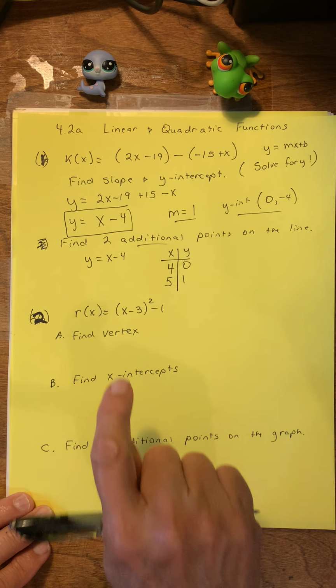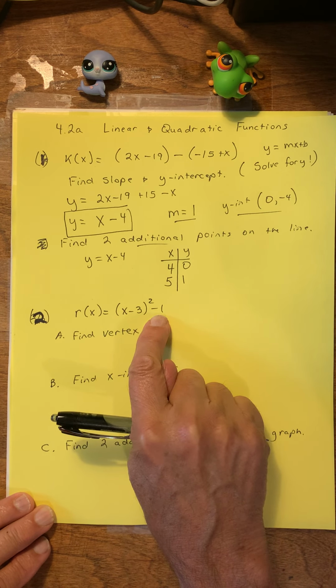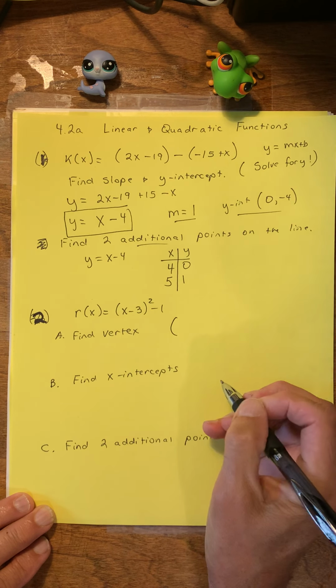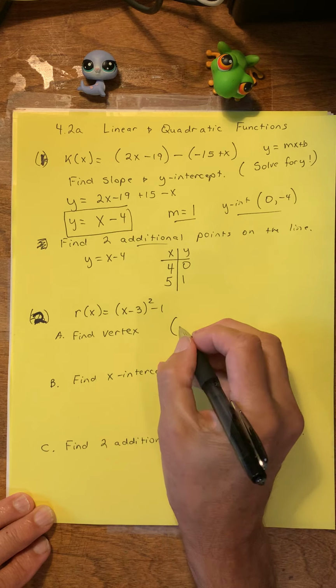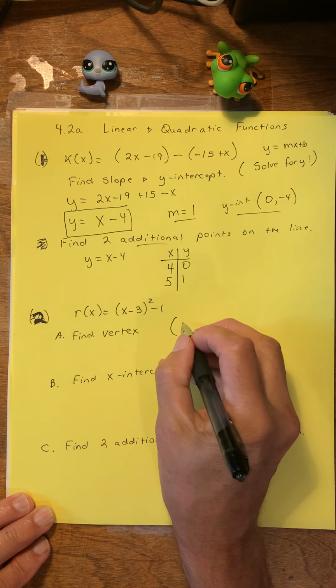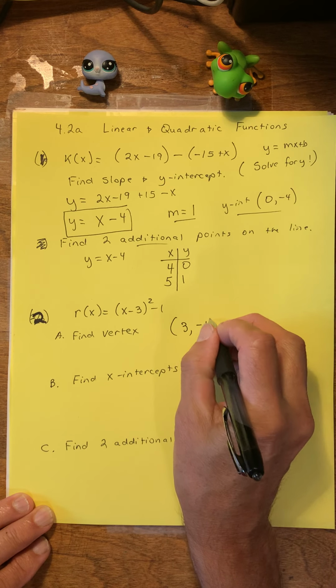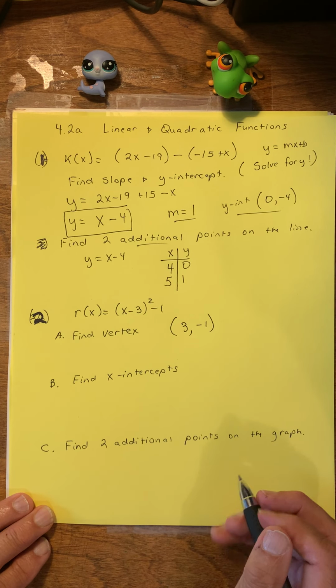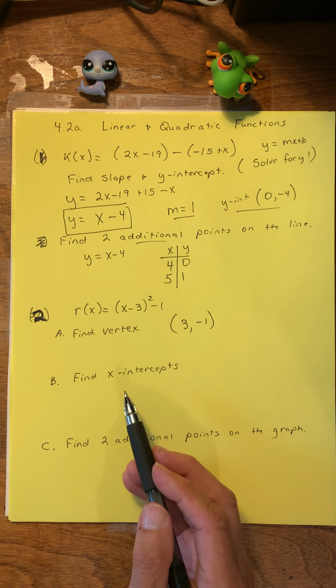Here's the (x minus h) plus k. To find the vertex, remember I do the opposite of this number and exactly that number. So my vertex should be no problem at all. Positive 3, negative 1. Remember, opposite of this number, exactly that number. Got my vertex. Now it says find the x-intercepts.